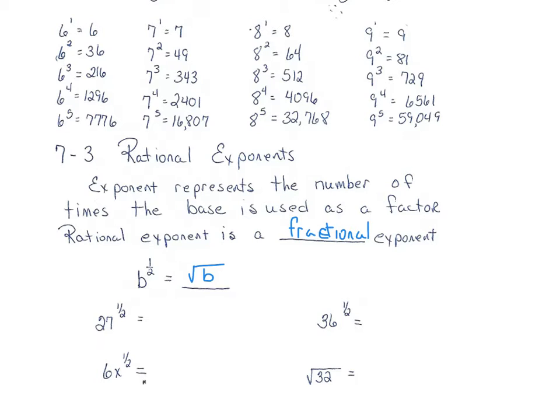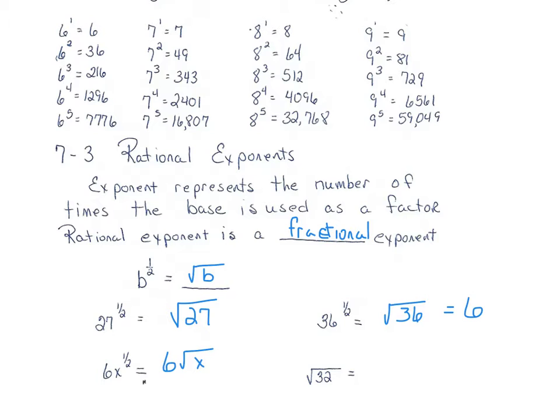So 27 to the 1/2 is the square root of 27. If we take 36 to the 1/2, that's the square root of 36, and we know what that is. That just happens to be 6. If we have 6 times x to the 1/2, notice only the x is raised to the 1/2 power. So this becomes 6 times the square root of x.